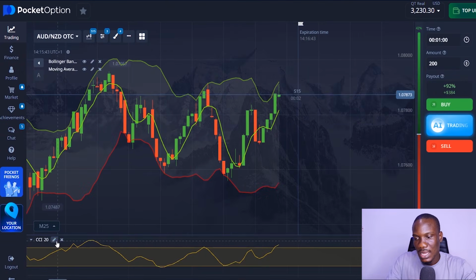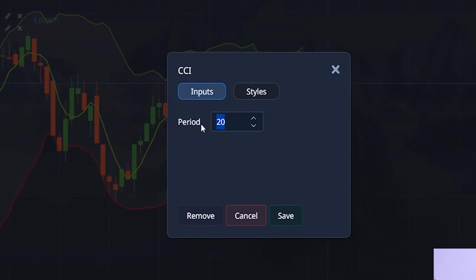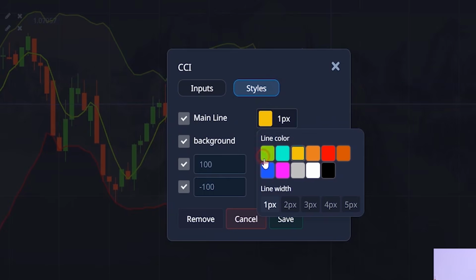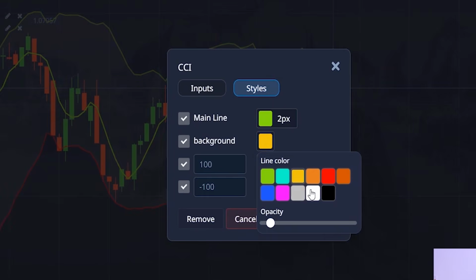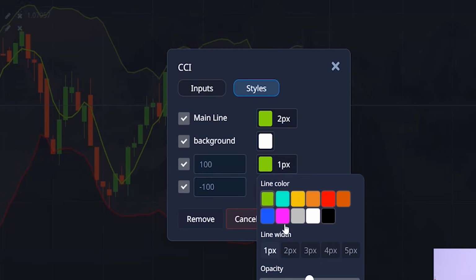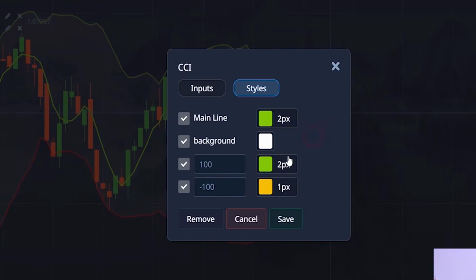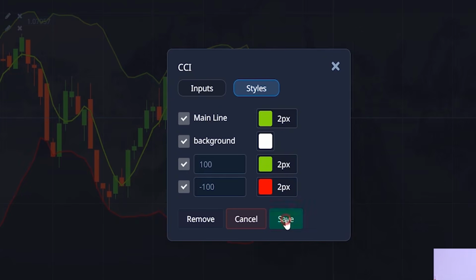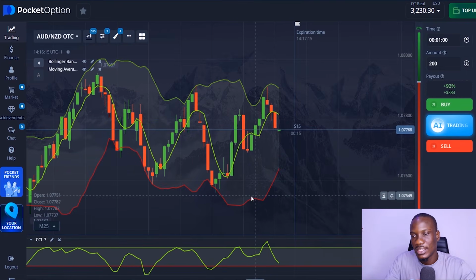So with my CCI, I'm going to be using the period of 7. I'm going to turn this to 7. Right here on my style level, at the main line, I'm going to be turning it into a green color. I'm going to be using it on 2 pixels. While the background, I'm going to be setting it to be white as well. I'll leave the opacity just like this. At the 100% level, I'm going to be using it as a green color, and I'm going to be using it on 2 pixels, while the minus 100% I'm going to be using it on red and also 2 pixels. So when I'm done, I just click on save. So these are just the settings of the indicators.